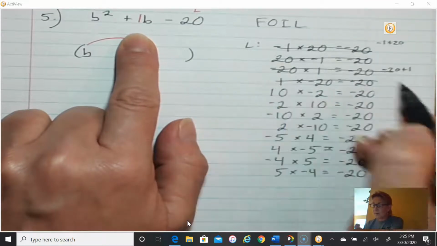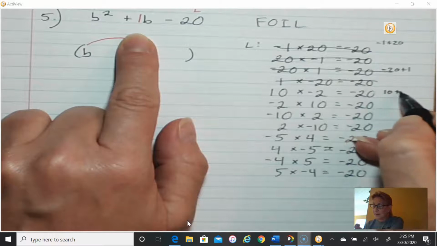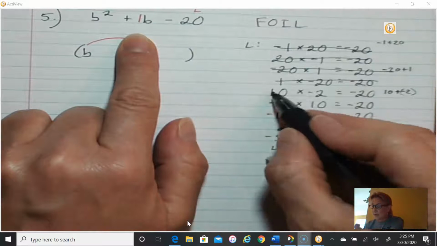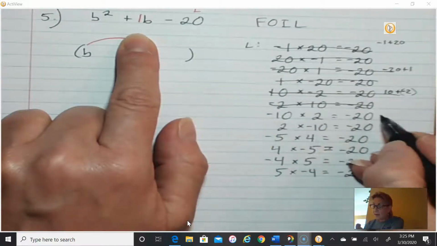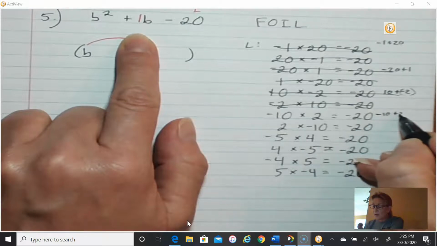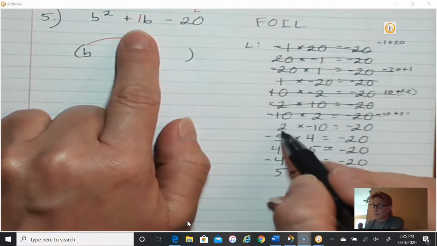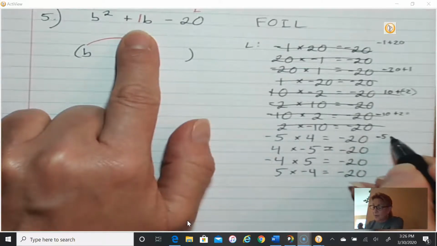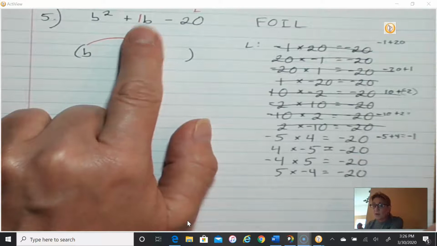Nope. How about 10 plus negative 2? Well, that gives me 8, so that's not going to help me there. And how about negative 10 plus 2? That gives me negative 8. I'm looking for positive 1. Okay, what about this? Negative 5 plus 4. Well, that gives me negative 1, but I'm looking for positive 1.